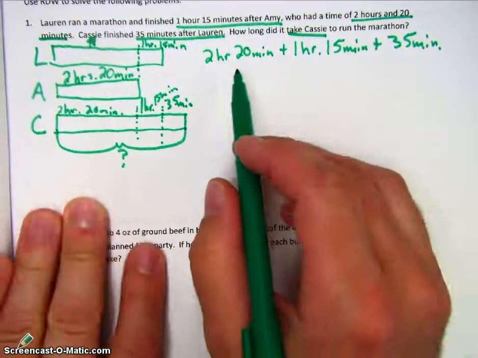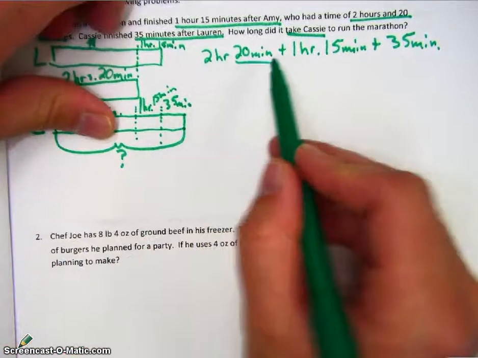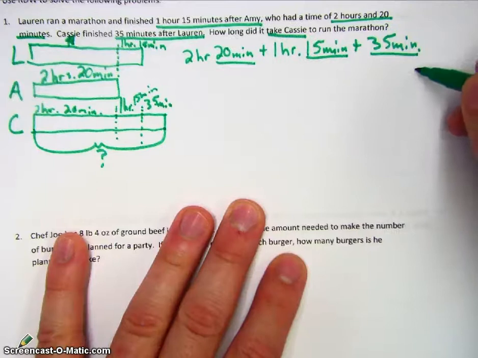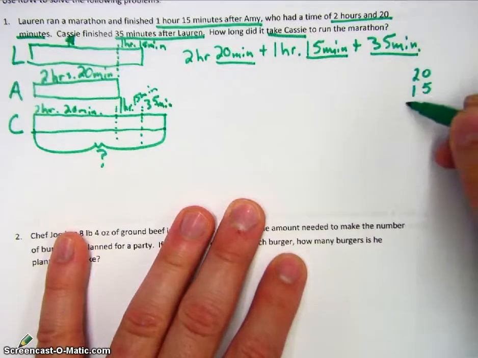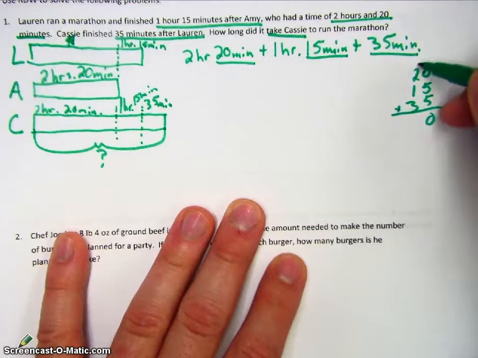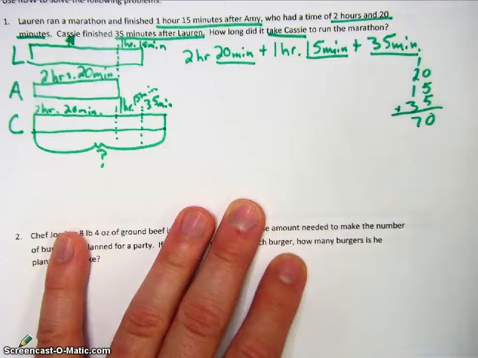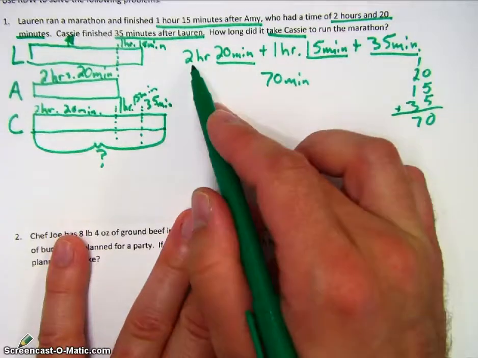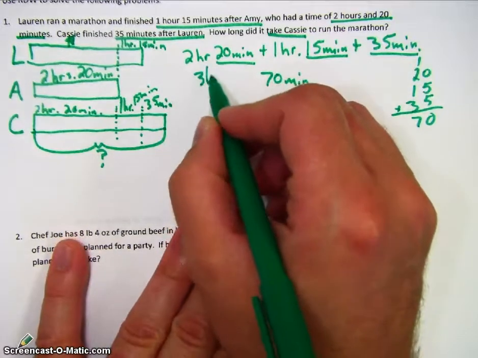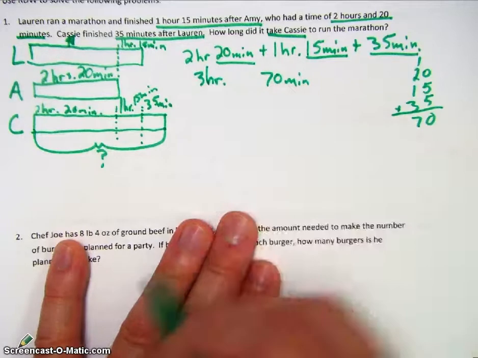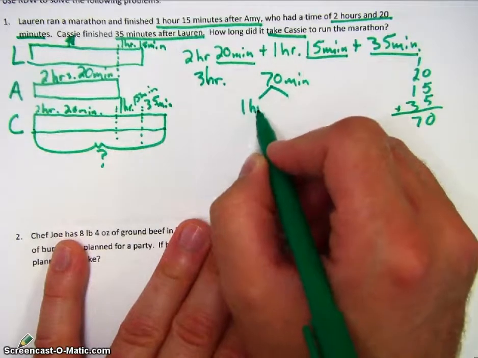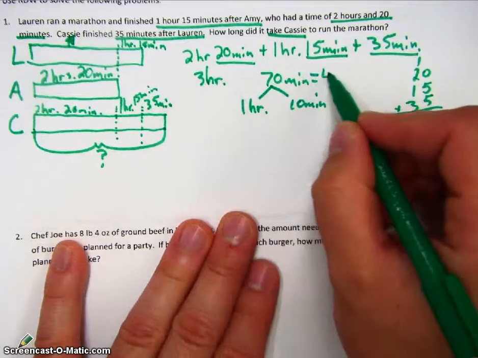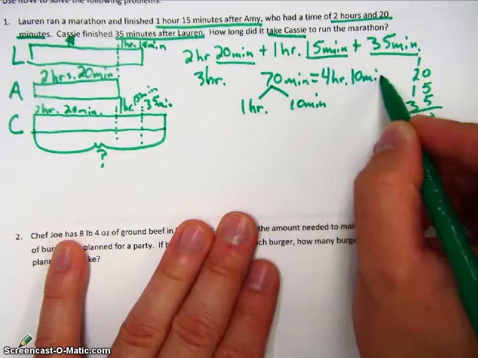So now when we go to add this up, remember we're going to add up our like units. So we have 20 minutes, 15 minutes, and 35 minutes. If we add up those three, we get 70 minutes. Then add up our hours. We have 2 and 1, so that's 3 hours. So we have 3 hours, 70 minutes. Well, we know that 60 minutes are in an hour, so we have 1 hour, 10 minutes. So now our total then is 4 hours, 10 minutes. And there's our time for Cassie.